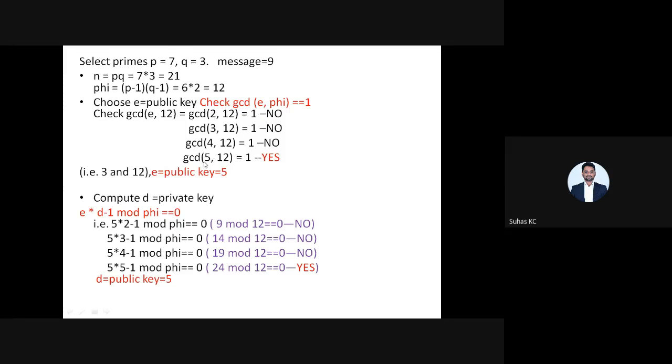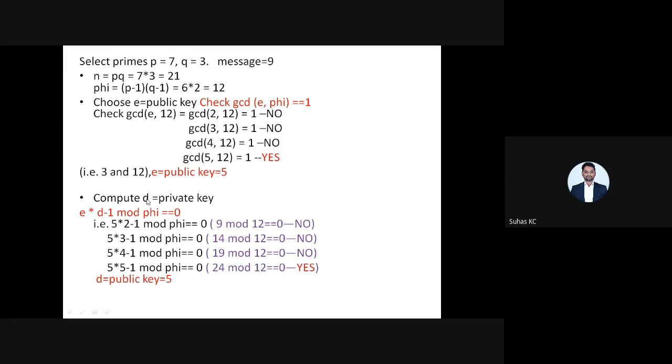Whichever value satisfies, you choose as your public key. So that is your E. For which value is it satisfying? For 5 it is satisfying. So I'll make 5 your public key.